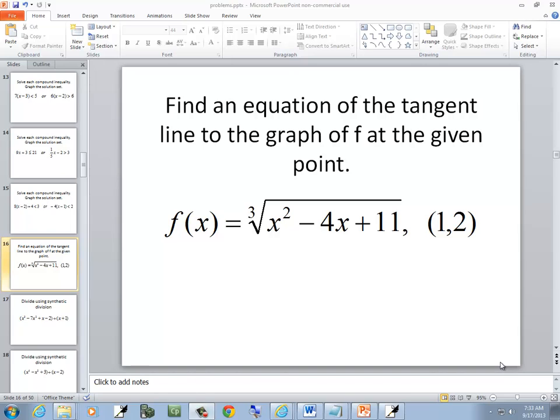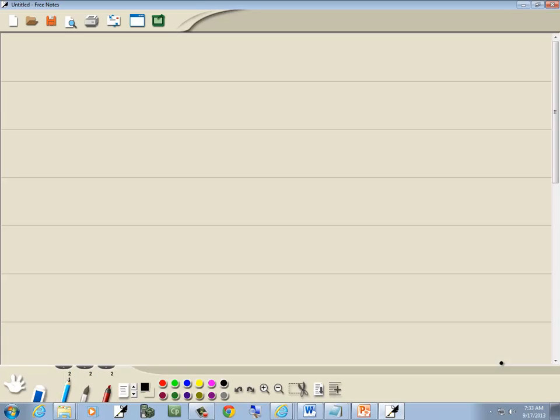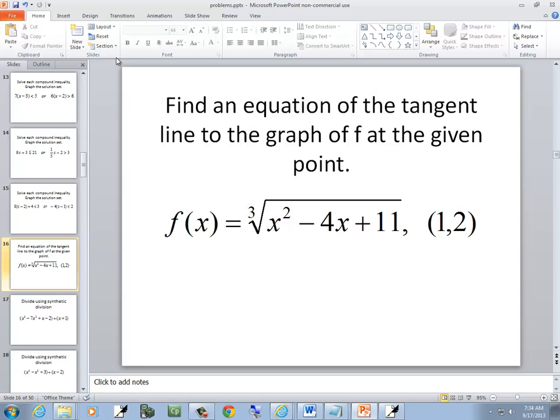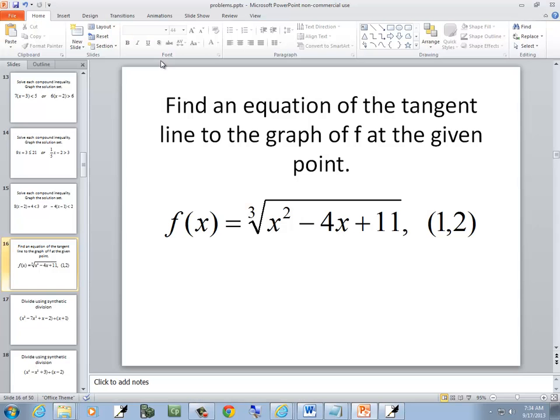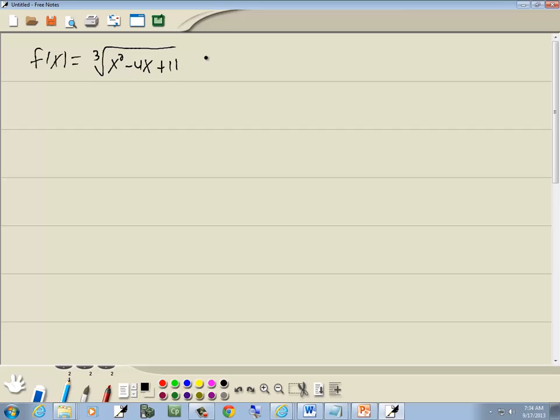In this problem, we want to find an equation of the tangent line of the graph at a given point. So we've got f of x is equal to the cube root of x squared minus 4x plus 11 at (1, 2).